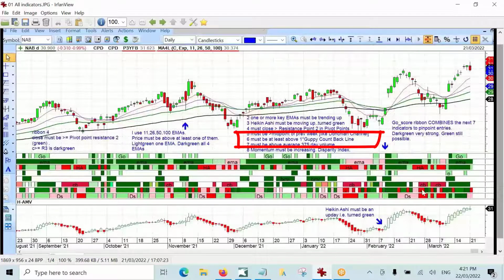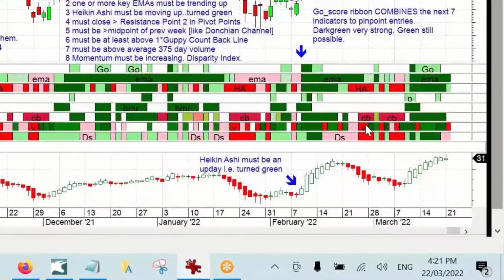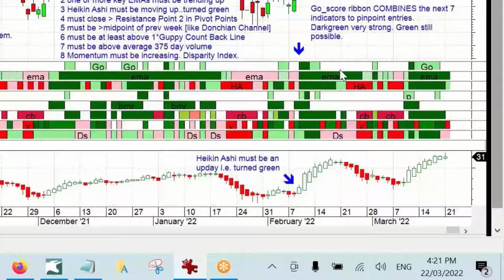The penultimate variable is volume. I put a few bells and whistles on here with this volume, with standard deviations, trying to find extremes and so on. But basically, for the purpose of my GoScore ribbon, the criterion is it must be above the average 375-day volume. As simple as that. It must be showing anything green along here.